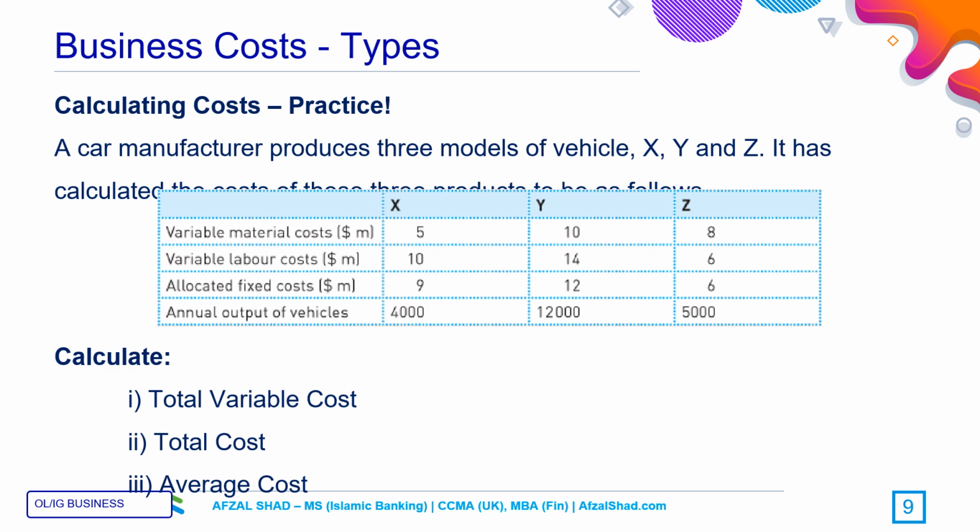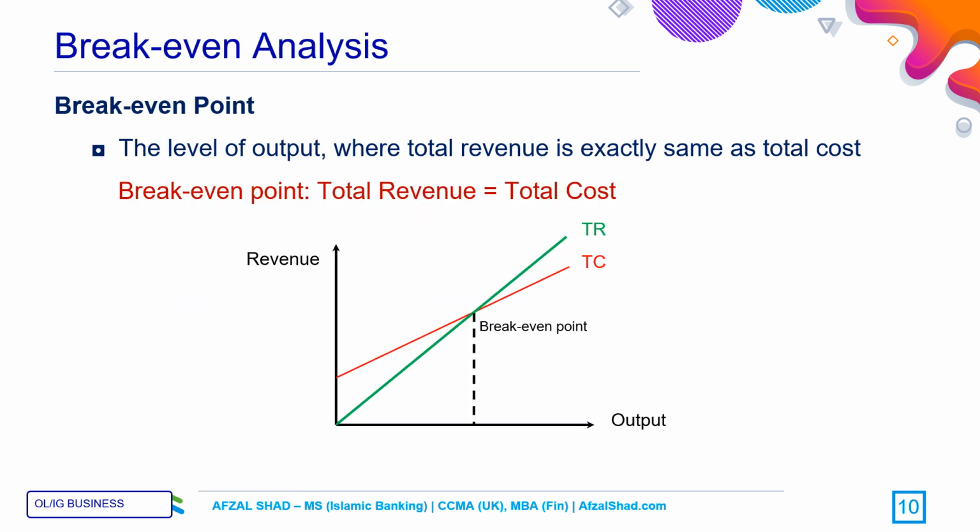Alright, so let's move ahead with the next element, that is the break-even point. What is break-even point? Have a look. The level of output where total revenue is exactly same as the total cost.